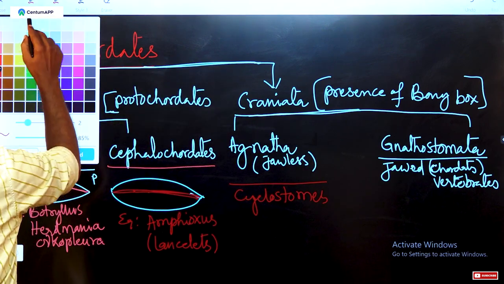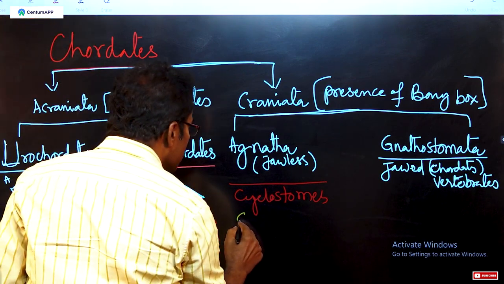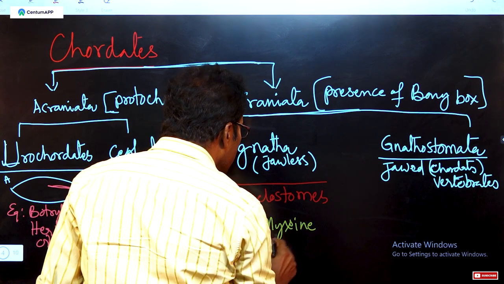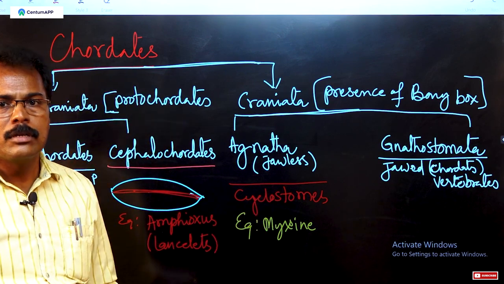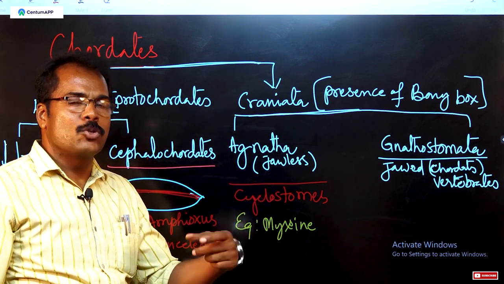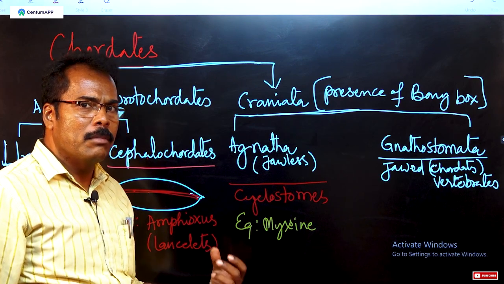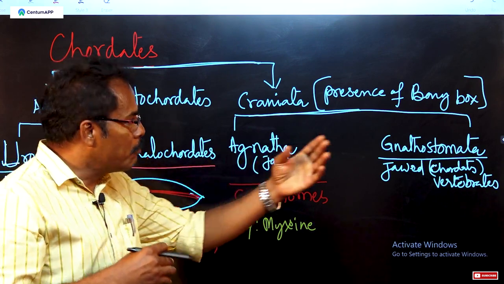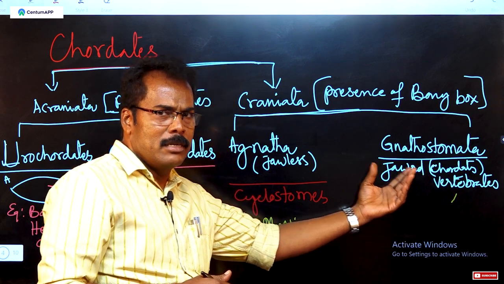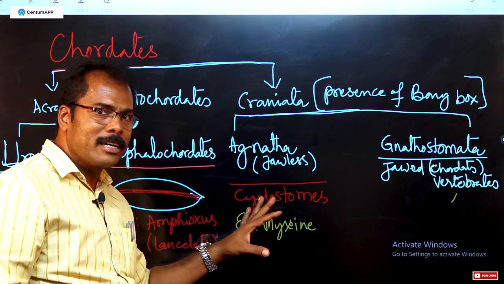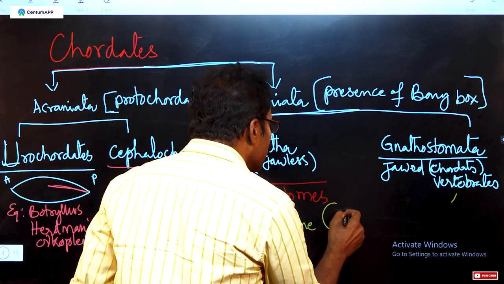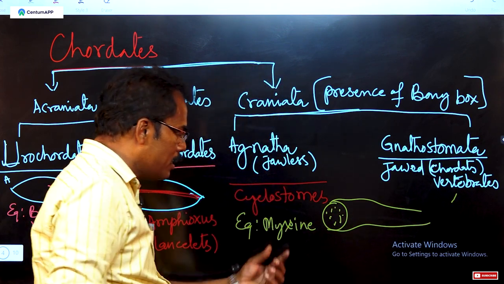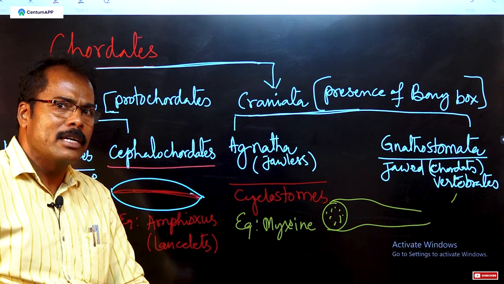Cyclostomes. Example for cyclostomes, Myxine. Cyclostomes means cyclo, round or circle, stoma means mouth. They will have a rounded mouth. The rounded mouth does not have jaws like our upper jaw and lower jaw. The upper jaw and lower jaw are present in the developed animals. In animals like cyclostomes, the jaws are completely absent. They will have only a round mouth and the animal will look like this. In this round mouth, there are mouth parts and they will suck the food from the surrounding medium.